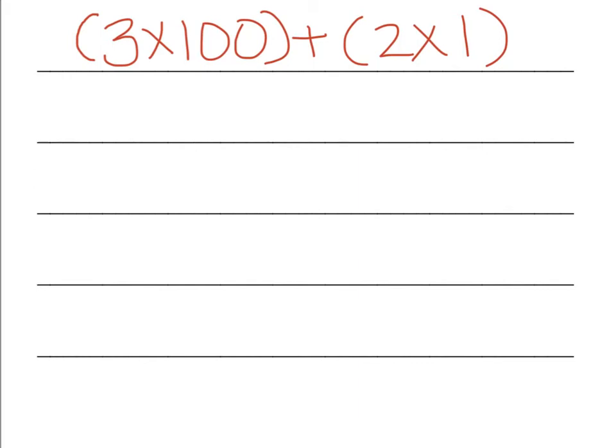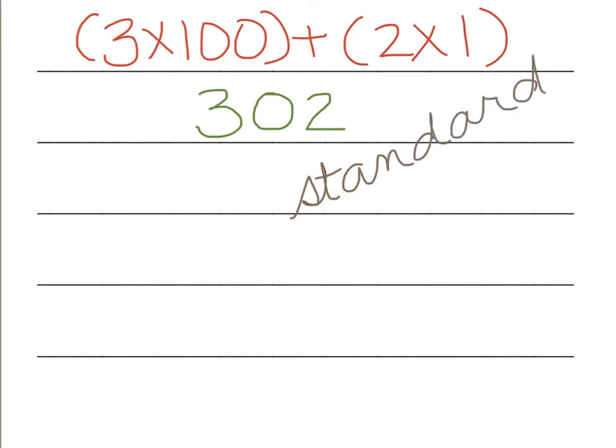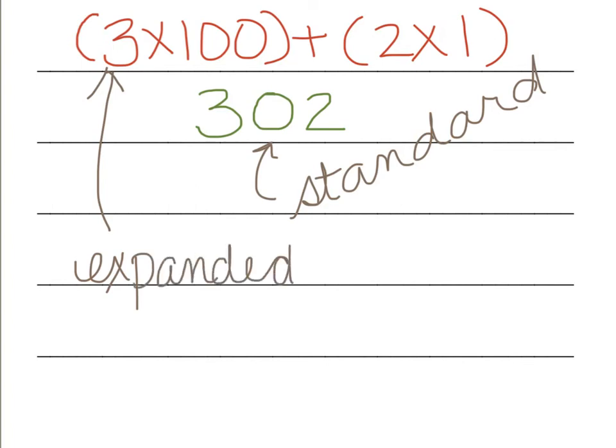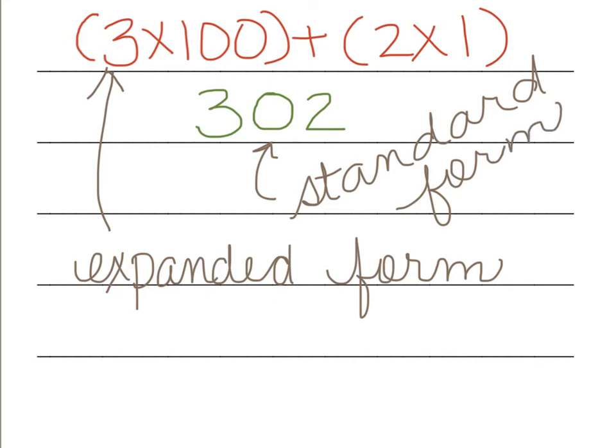If you were to do it, it would end up with 3 in the hundreds place, nothing in the tens place, and 2 in the ones place. So this is standard form right there. This one up here would be called expanded form. The expanded form is the stretched out version of the number, where standard form is just the basic number itself.